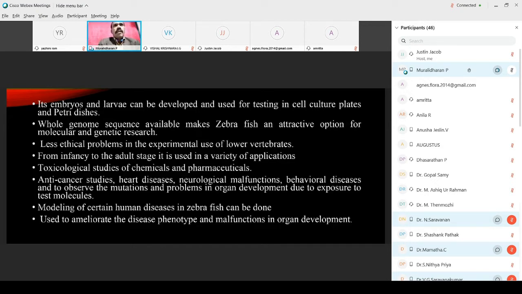And from infancy to the adult stage, it is used in a variety of applications. That is, toxicological studies of chemicals and pharmaceuticals can be done, and then anti-cancer studies, heart diseases, neurological diseases, then behavioral diseases like Parkinson's and Alzheimer's, and observing other mutations and problems in organ development due to exposure to the test molecules, and modeling of certain human diseases in zebrafish also can be done. And this is used to ameliorate the disease phenotype and malfunctions in organ development.